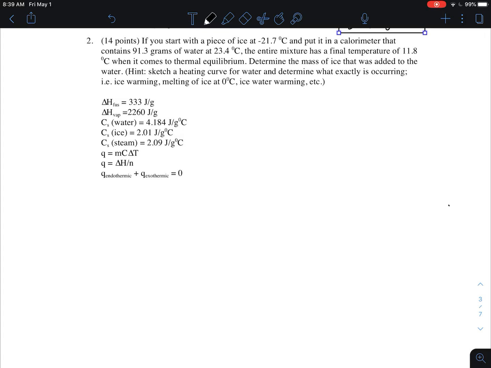Okay, moving on. So if you start with a piece of ice at negative 21.7 degrees Celsius, and you put it in a calorimeter that contains 91.3 grams of water at 23.4 degrees Celsius, then the entire mixture reaches 11.8 degrees Celsius at thermal equilibrium. Determine the mass of ice that was added to the water.